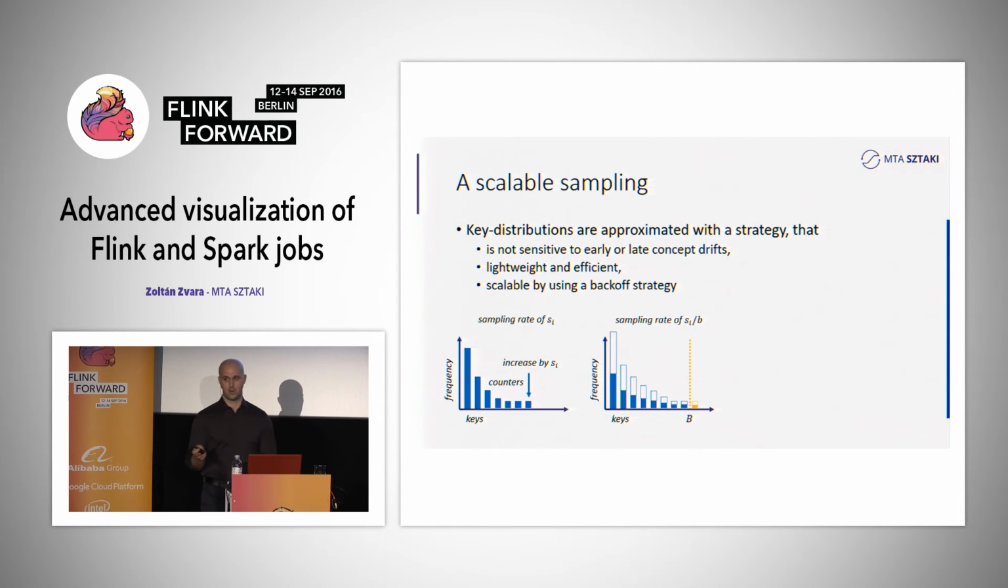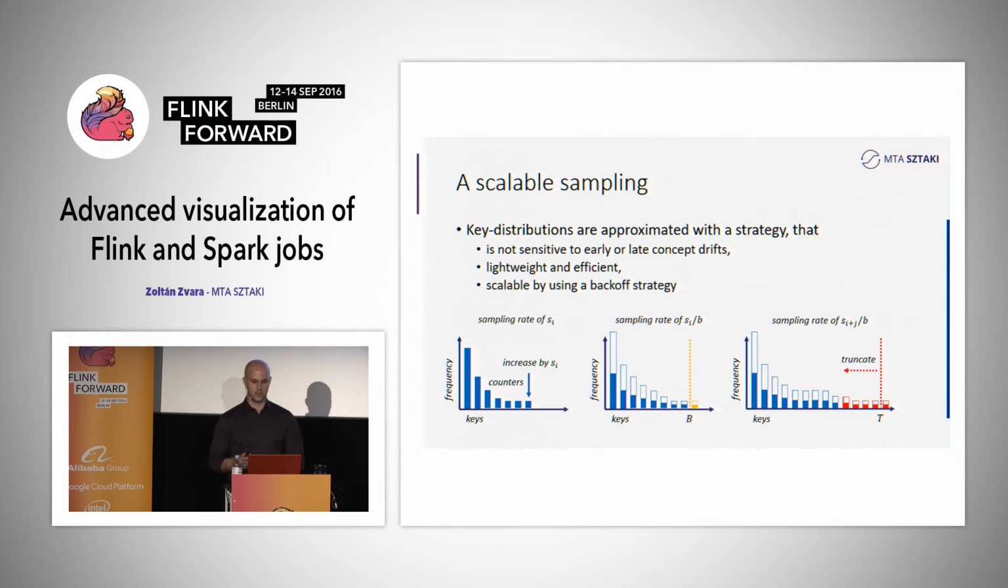But of course, after that, we are also going to let the histogram grow a little bit. And if we see that it is going to be really big, we are going to initiate our truncate mechanism. We are going to throw out a bunch of not so prominent keys. And then we are also going to utilize our backoff strategy so that we reduce the frequencies for all the keys with the same backoff factor that we reduce the sampling rate with.